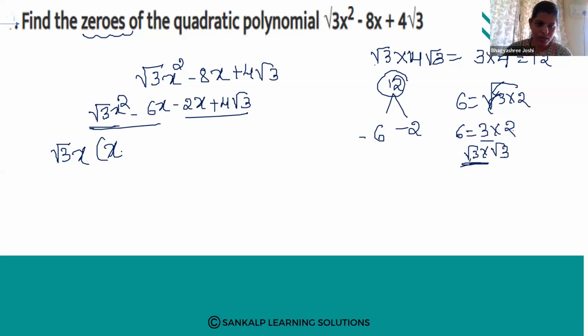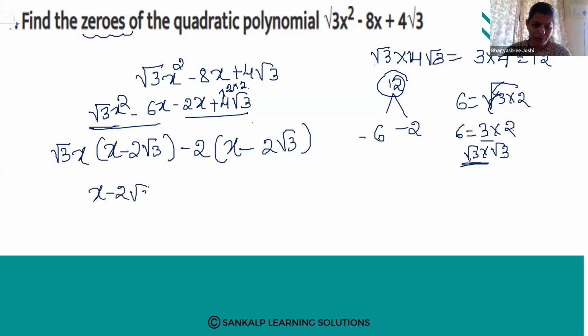2 into root 3, x minus 2 into root 3, minus here 2x is there, here 4 root 3 is there. So 4 can be written as 2 into 2. Yes or no? Here also 2 is there, here also 2 is there. So 2 I will take common. Then x minus 2 root 3. So (root 3x minus 2)(x minus 2 root 3) is equal to 0.